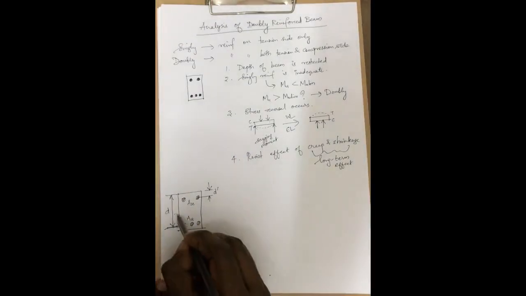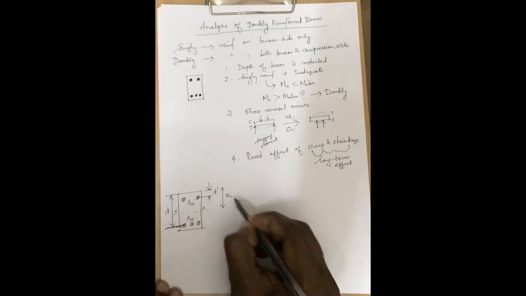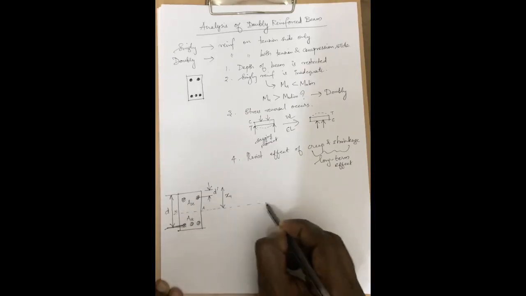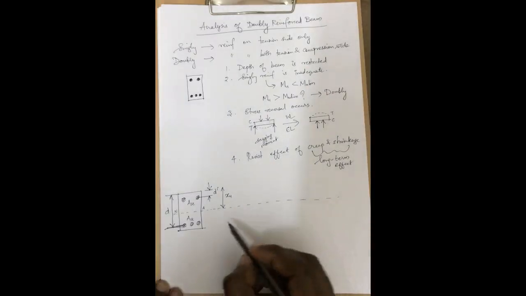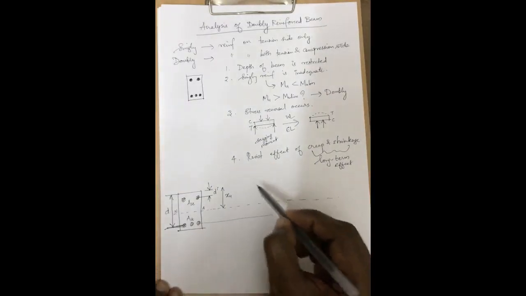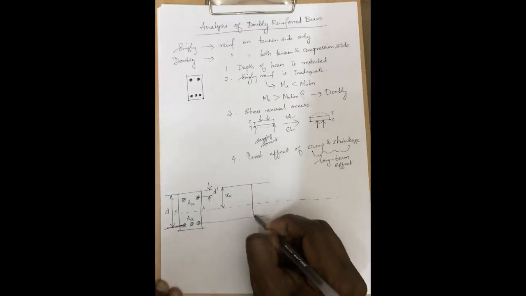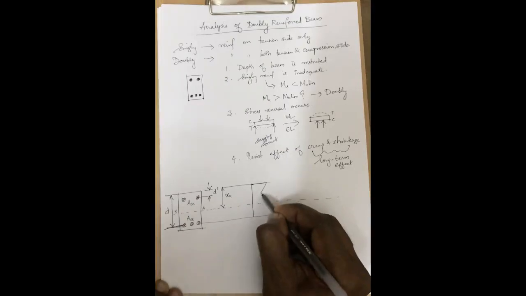Now let this be the neutral axis, and you have the depth of the neutral axis as Xu. Now let's draw the strain distribution diagram corresponding to the tension steel, and you have the strain distribution diagram as shown here.